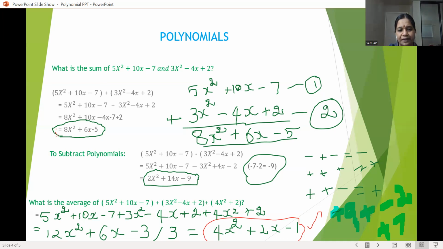Okay, so you have to add everything. So how do you add? You have to check the like terms, right? So you combine like terms. So 5x squared plus 3x squared plus 4x squared. Here, one second. 5x squared plus 3x squared is 8x squared. 8x squared plus 4, 12x squared. Okay, here see 12x squared.